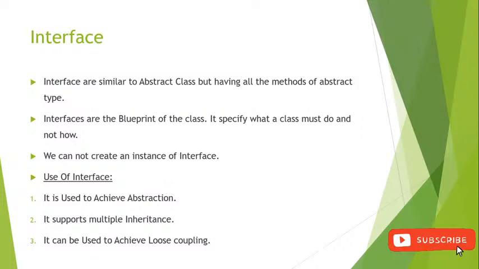These are the three uses of the interface: it achieves abstraction, it supports multiple inheritance, and it is used to achieve loose coupling. Now we will see the syntax. What is the syntax of our interface? Yesterday we declared the abstract class. How do we declare an abstract class?